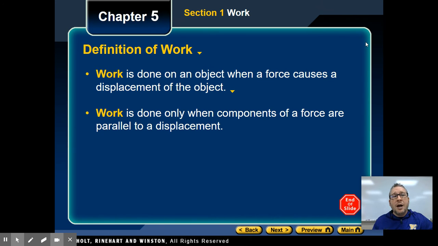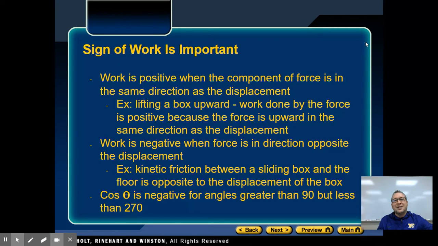And work is done when, and only when, the components of a force are parallel to the displacement. Okay, so that's important as well. It has to be in parallel with the displacement. So some signs of work are going to be important. Okay, we've been talking about vectors and signage and all that good stuff here.